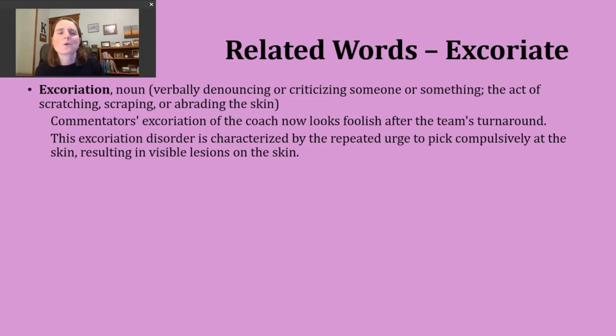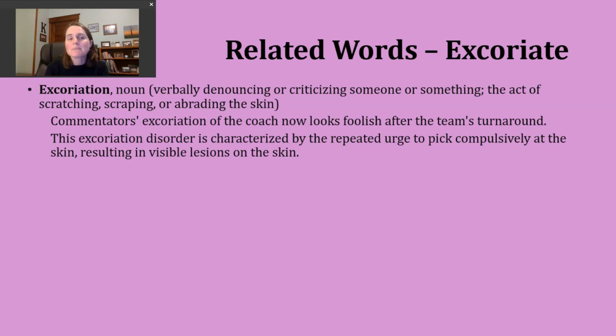pre-game, post-game show where you have lots of talking heads offering their opinions. And here, maybe this particular person has been criticized, and now their team is performing well. Now, a second way you could use the noun excoriation is to refer to that act of scratching, scraping one's skin, so having an abrasion.